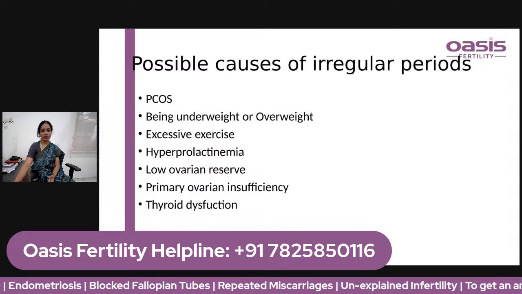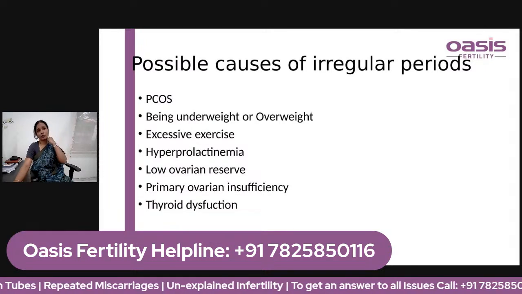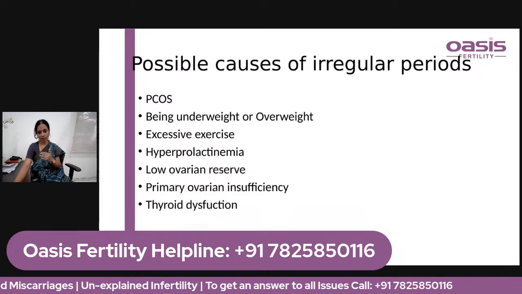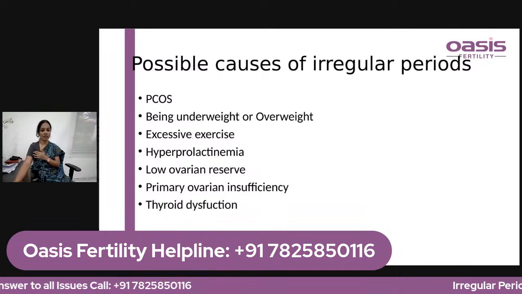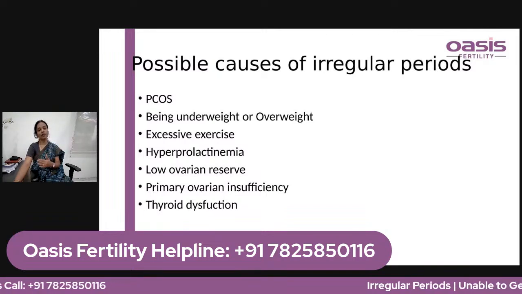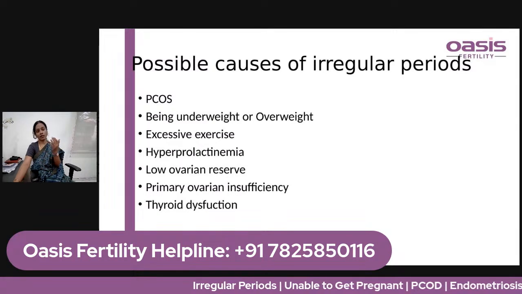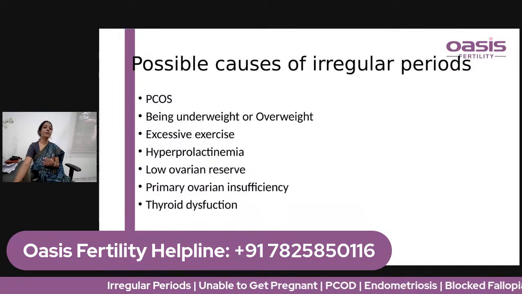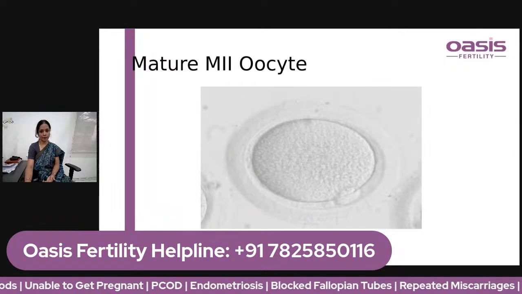So how do we diagnose irregular periods? For a woman who is like 3 years after their menarche, if their period is coming within 21 days of your last period, or if it is coming after 35 days of your previous cycle, then it may signify irregular periods. Sometimes if you're getting less than 8 cycles in a year, that also signifies irregular cycles.